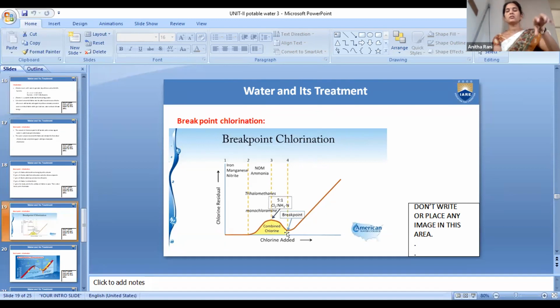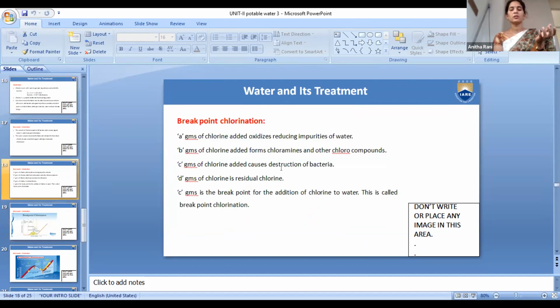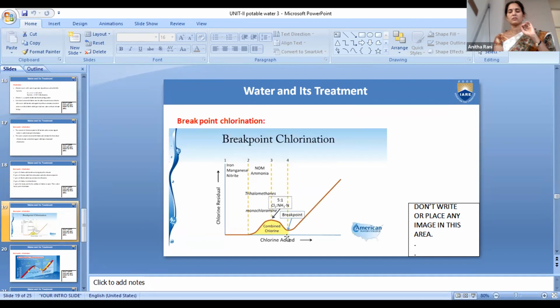Here, the chloramines and chlorine react in presence of water and form hypochlorous acid, and that hypochlorous acid is a powerful disinfectant. It will inactivate the enzymes of bacteria and kill the bacteria present in water. So at C grams of chlorine added, it causes the destruction of bacteria. You can see in the graph very clearly the curve decreases. It reaches a minimum because all the chlorine produced hypochlorous acid and destroyed bacteria up to C grams of chlorine.